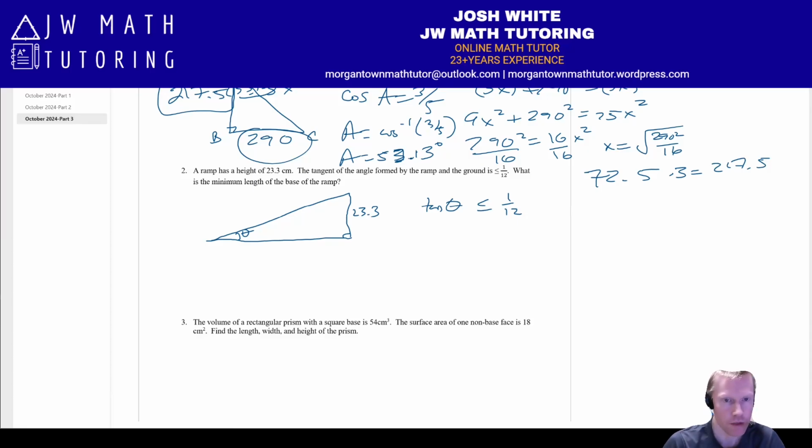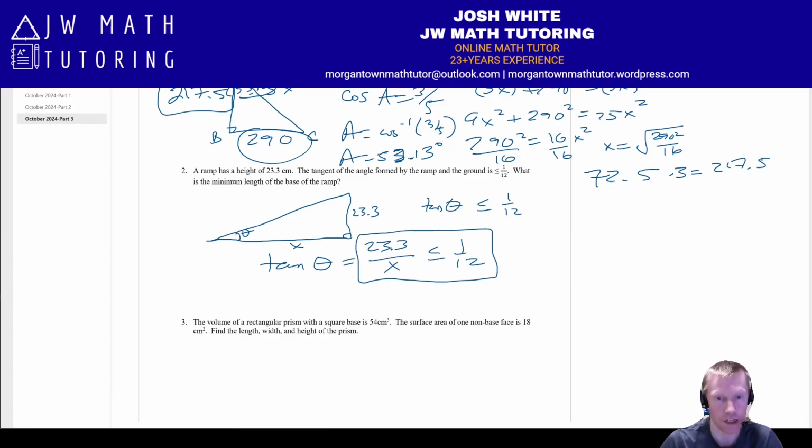So all you're really doing here is saying, okay, the tangent of theta is equal to opposite over adjacent. The adjacent is basically the base, or the part that's on the ground, so to speak. And we know that the tangent of theta is less than or equal to 1/12. So we can take the 23.3 over x and set that less than or equal to 1/12. So this is the inequality that we're technically solving.